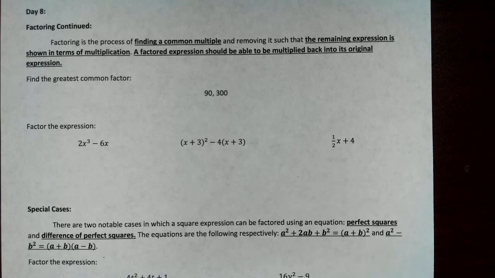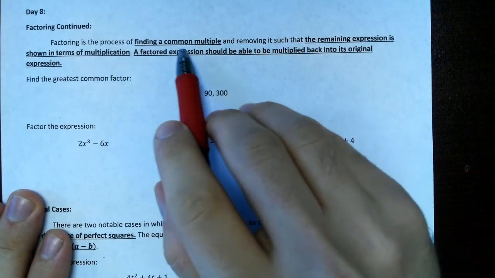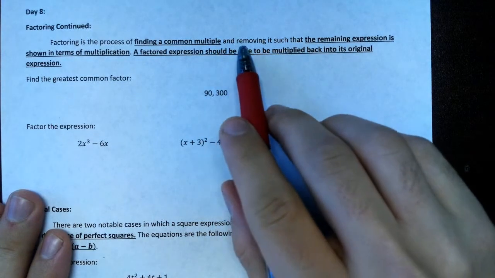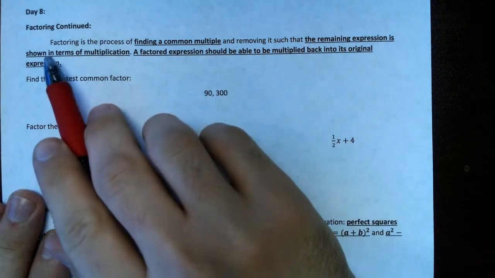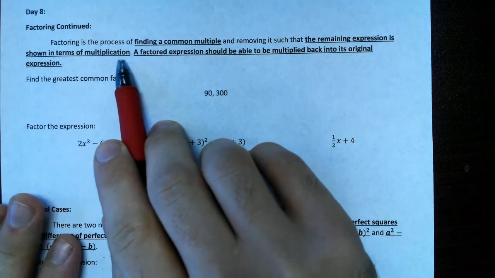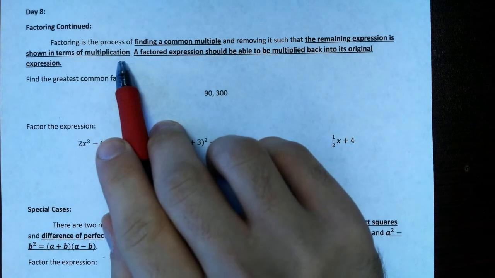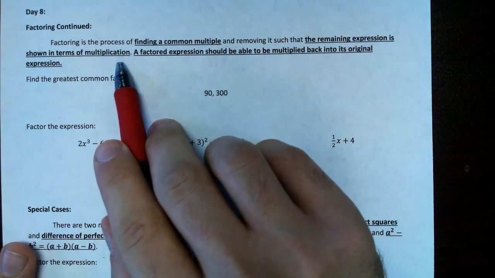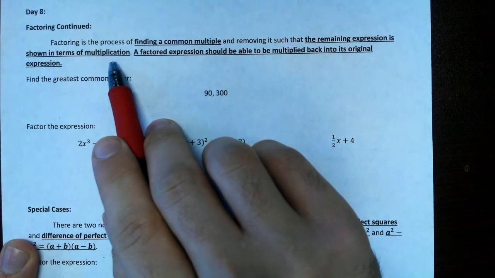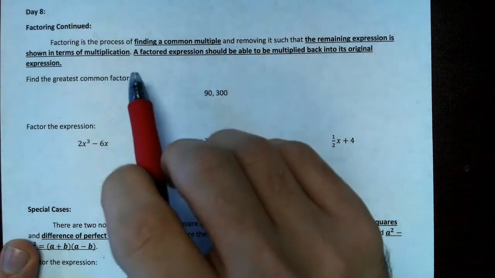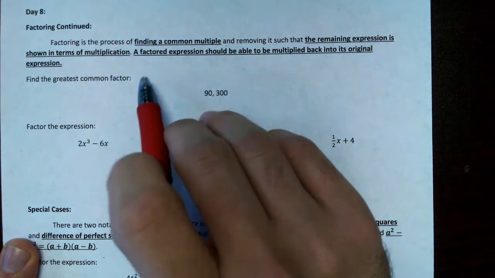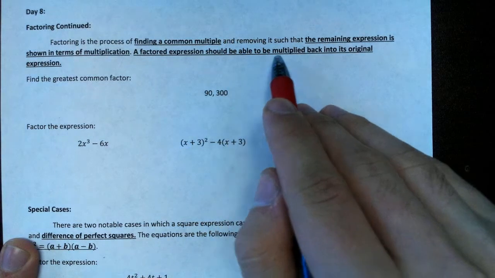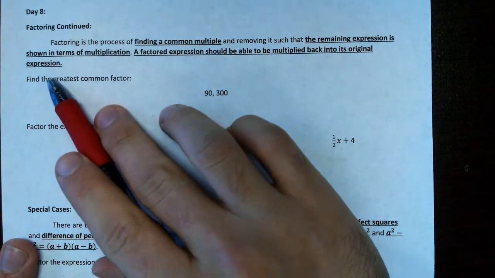Factoring continued. So, again, going back to our fundamentals, factoring is the process of finding a common multiple and removing it such that the remaining expression is shown in terms of multiplication. Right? So this could be something as simple as realizing 6 is 2 times 3, so I'm just going to write 2 times 3 instead of writing 6. That's all that factoring is: finding a common multiple, sometimes with multiple terms, as we see going forward, and removing that from the expression. A factored expression should be able to be multiplied back into its original expression, right?